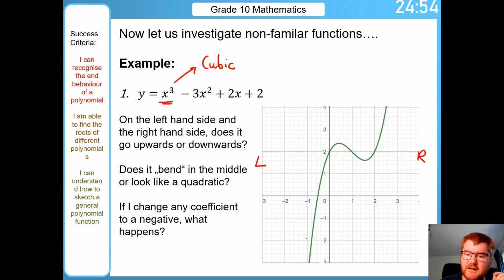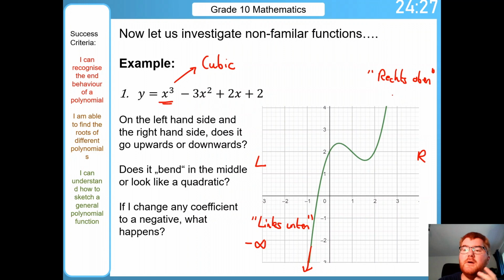If I look at the left side, notice if I kept following this, it's going down and down and down and down. Now, in German, you call this links unten. So at the left-hand side, it's going downwards. Again, we can say this is going down to negative infinity. We can use a different expression there. And here we have it's going on the right, it's going upwards. So in German, we'd say rechts oben. And again, all we're saying here is as we go to the right-hand side, it's going to plus infinity.